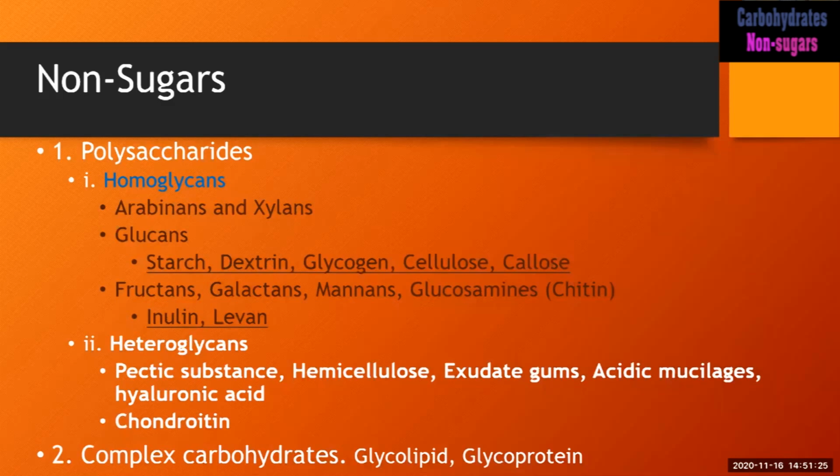Then cellulose and callose, part of the cell wall. Then fructans, part of different plants. Their reserve carbohydrates are soluble in cold water. From galactose, galactan; from mannose, mannan; and then chitin, or glucosamine, where there is an attachment of acetylamine. And under the fructans, we have discussed inulin and levan, depending upon the bonding.